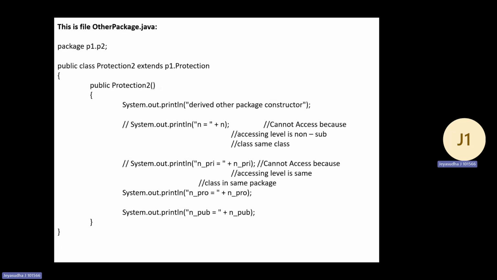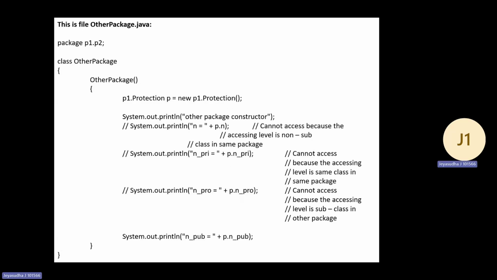The next scenario is if you want to inherit in a different package for a different class. Here I have a class called protection, and I'm inheriting P1's protection. I didn't create any variable for it. I'm just trying to access the variables alone, but as you see, only the protected and the public can be accessed.